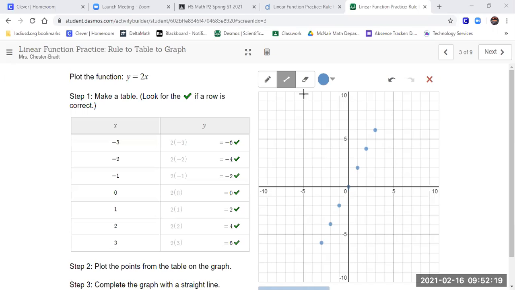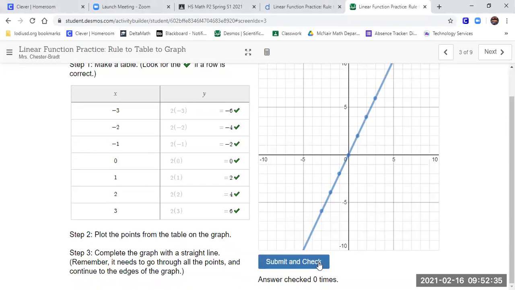-5. So I have to connect my line starting down at -5, -10, and I have to bring it all the way back up. So it's going edge to edge now. You cannot just do dots to dots. If all you're doing on your graph is dots to dots, you will be marked down. Okay. All right, now we're going into slide 4.